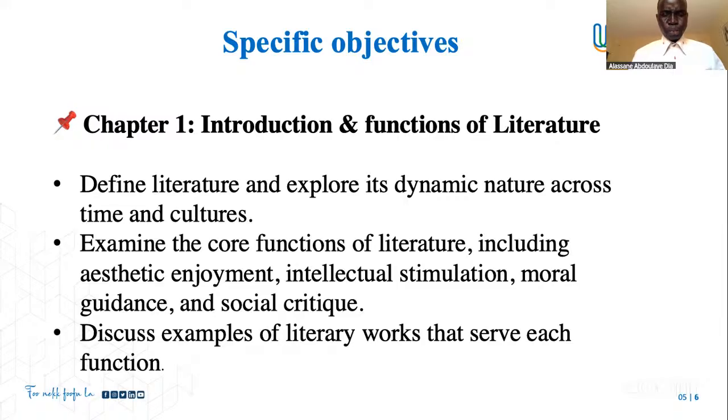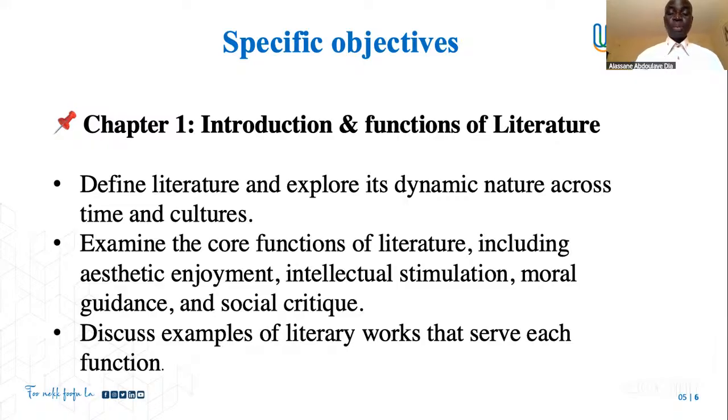And next, explore its dynamic nature across time and cultures, how literature has evolved and how it has been used through time and space. And next, we will examine the core functions of literature, including its most renowned function, aesthetic enjoyment, intellectual stimulation, moral guidance, and social critique.